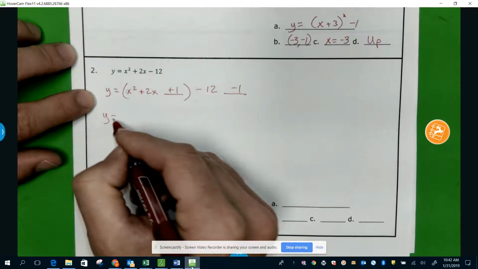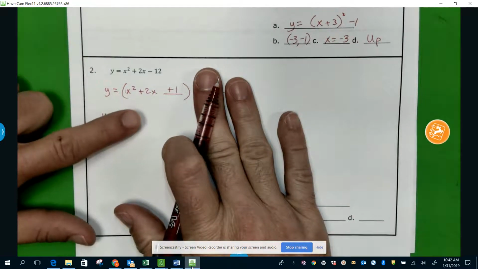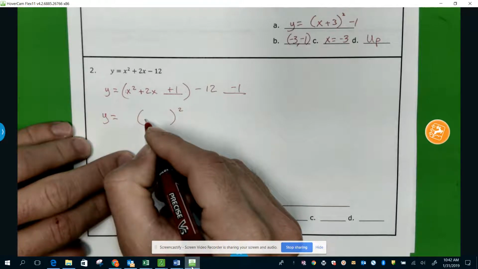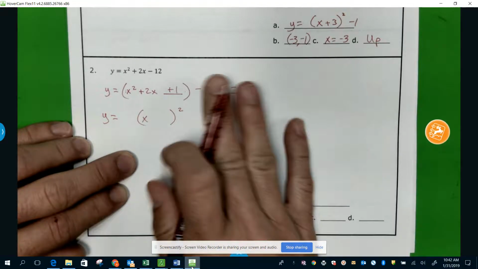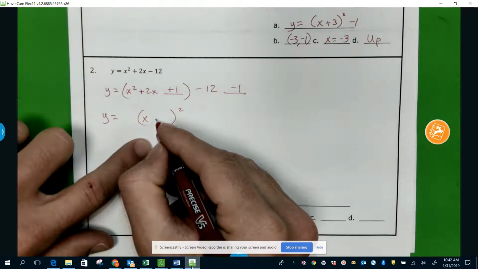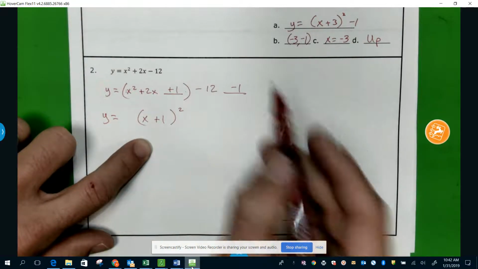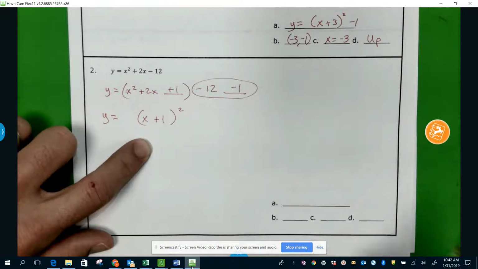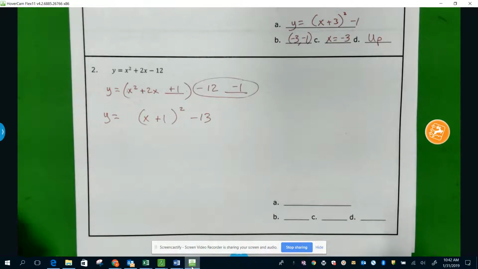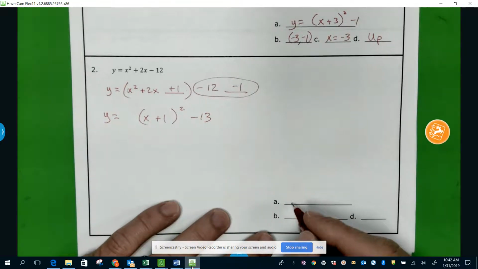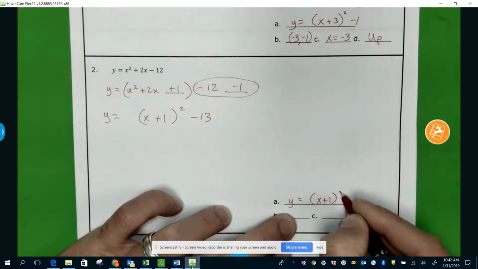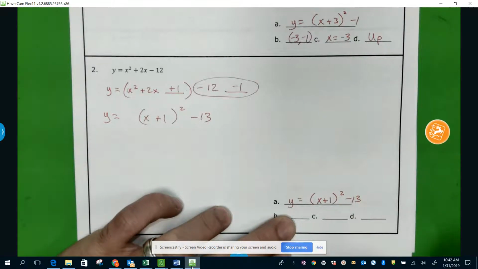Next step. What's the shortcut here to factoring this trinomial? I know it's going to be an x in the front. I know I have to have a squared at the end. Half of my middle number, half of plus 2, is plus 1. That's what goes in the parenthesis there. And then when you combine these like terms at the end, negative 12 minus 1 more, you get negative 13. That is vertex form: y equals x plus 1 squared minus 13.